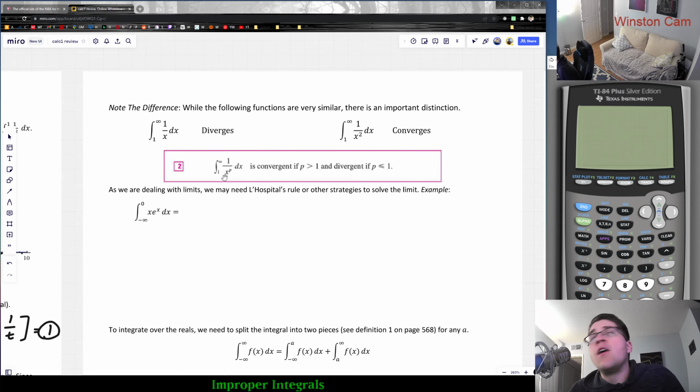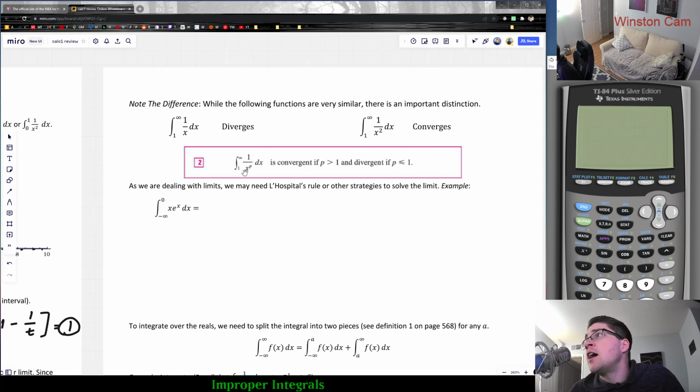And also, all this being said, since these are involving limits, sometimes we may need tactics for solving limits, such as algebraic skill, L'Hopital's rule, graphical or numerical approximation. There are all sorts of ways that we can solve limits. And so let's just look at another example.